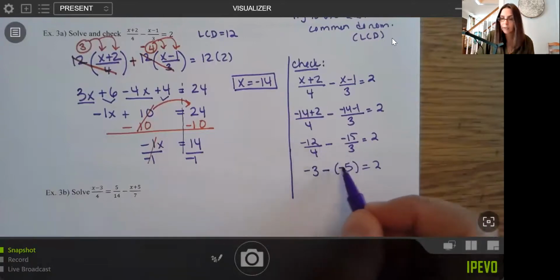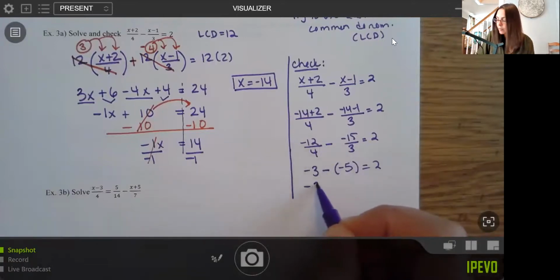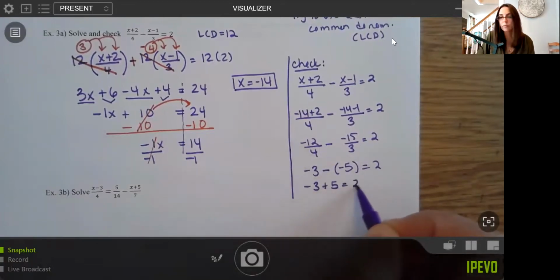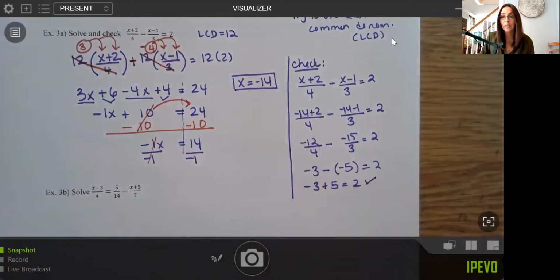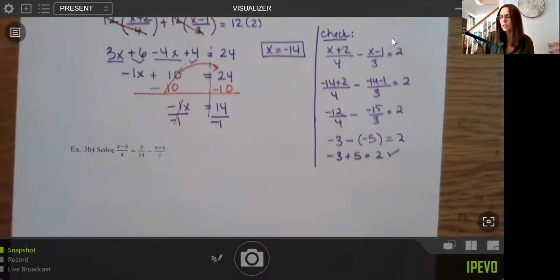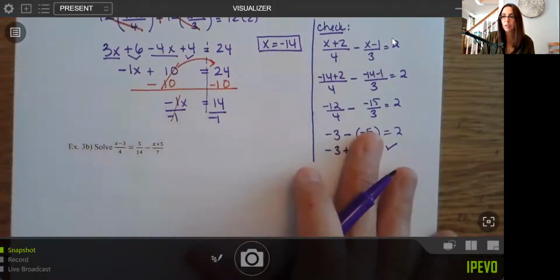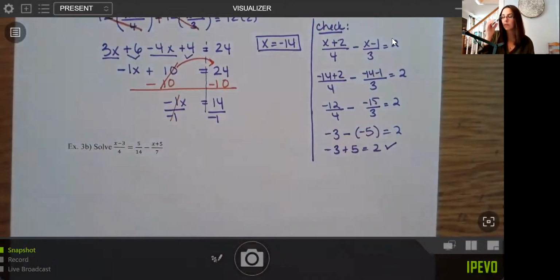So these two negatives are going to cancel. It's -3 plus 5, which is 2, right? 2 equals 2, so it does check out. Sometimes with your checks, you may have to simplify fractions and things too, so they can get a little bit cumbersome if you're going to go ahead and do that check.